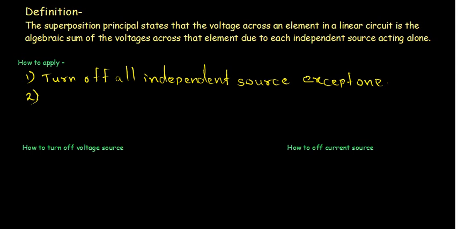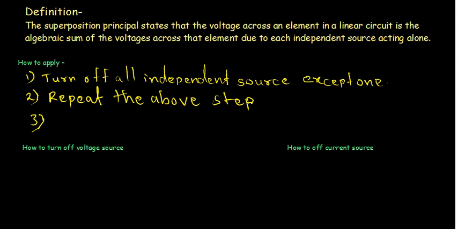The second one is, repeat the above step for each independent source. First one independent source, then another independent source, then another, likewise.